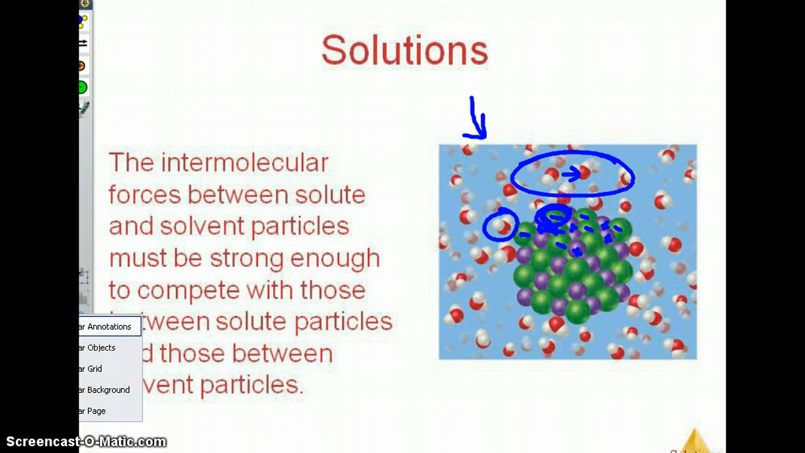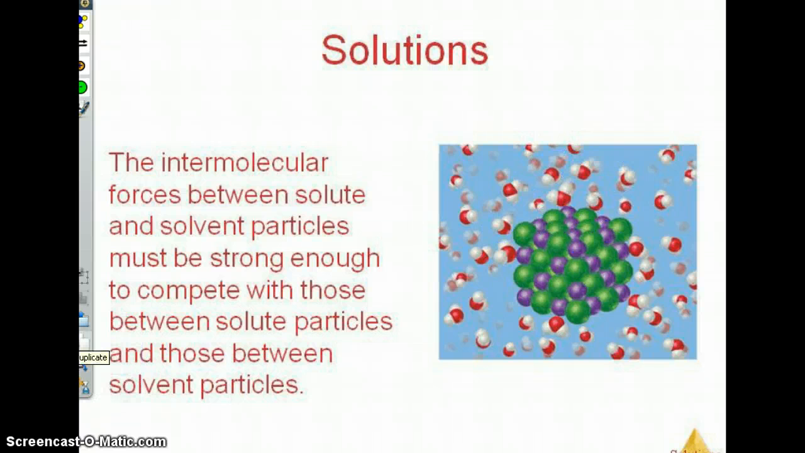Okay, so if this is sodium chloride, would the green be the sodium or the chlorine? The green is bigger, so it would be the chlorine. Why? Because it gained an electron, so it has more electrons and is a little bit bigger than the sodium cation. So this chloride ion is going to be attracted to what part of the water molecule?